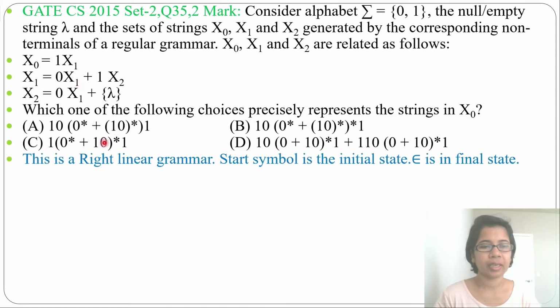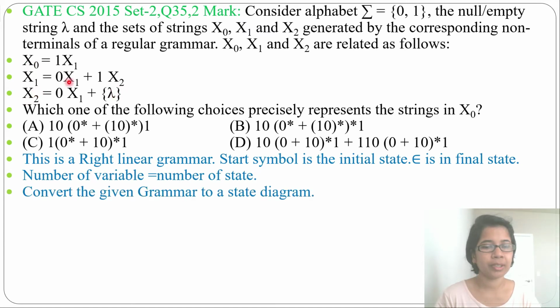So the equations are in a right linear grammar format. The start symbol is the initial state, epsilon will be in the final state, and the number of non-terminals will be the number of states. There are 3 non-terminals, so there will be 3 states. x0 will be the initial state, x2 will be the final state as the epsilon transition is there. Now convert the grammar into a state diagram.